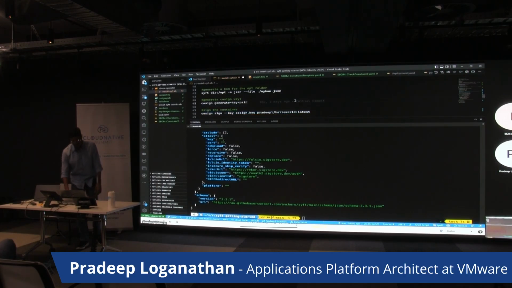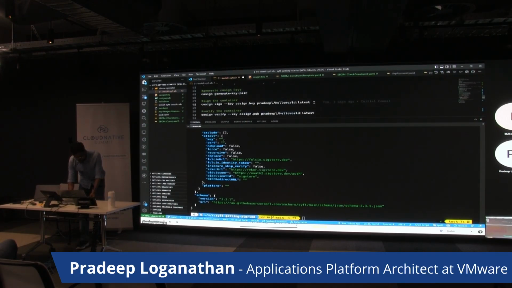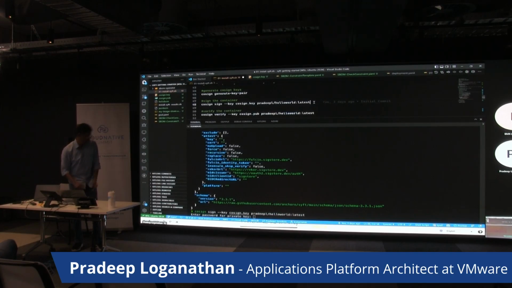Again, Cosign is an open source platform. It helps you generate signing artifacts to sign SBOMs primarily. What I'm doing over here is generating a key pair. It primarily generates cryptographic keys, a public key and a private key, so that I can sign the SBOM. I've already generated the key pair, and what I'm doing over here is using the private key to sign the SBOM.